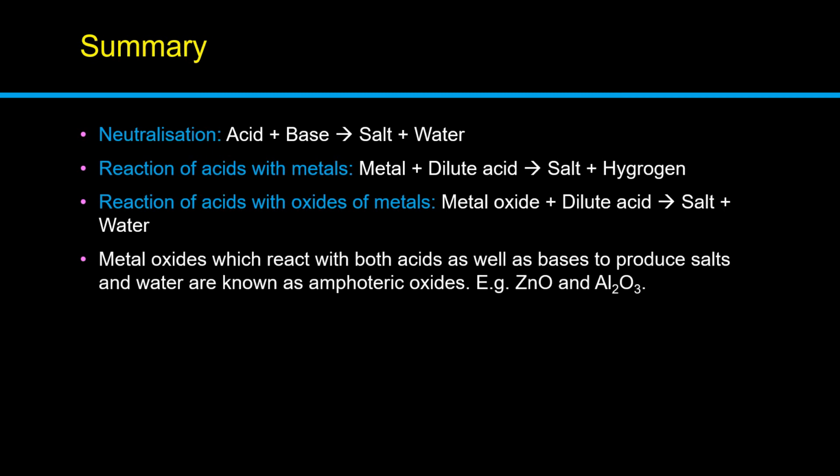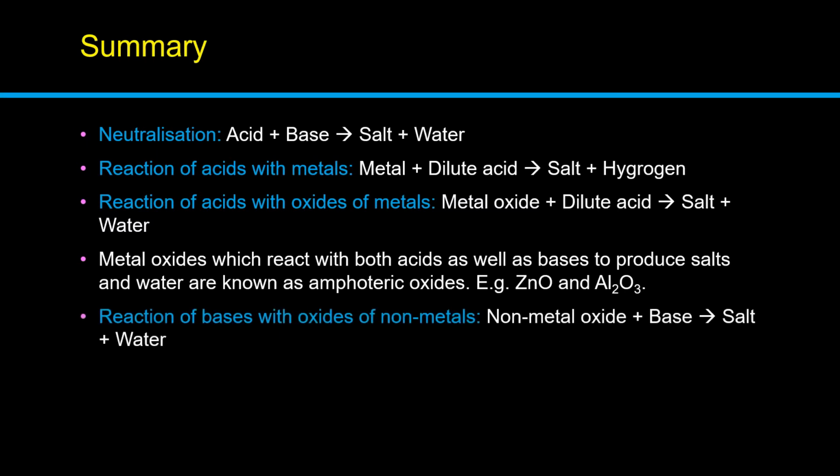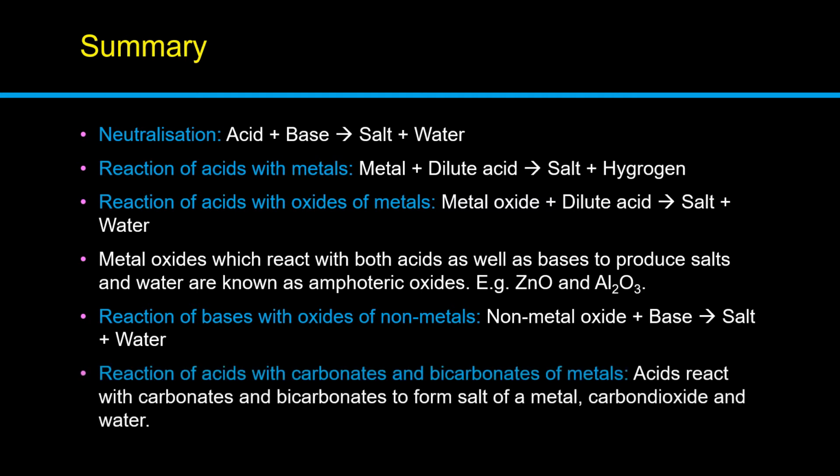Metal oxides which react with both acids as well as bases to produce salt and water are known as amphoteric oxides. Take for example zinc oxide and aluminum oxide. When non-metal oxides react with a base, it again forms salt and water. When acids react with carbonates and bicarbonates, they form salt of a metal, and carbon dioxide and water are evolved.